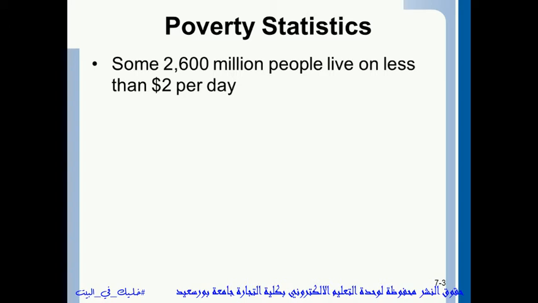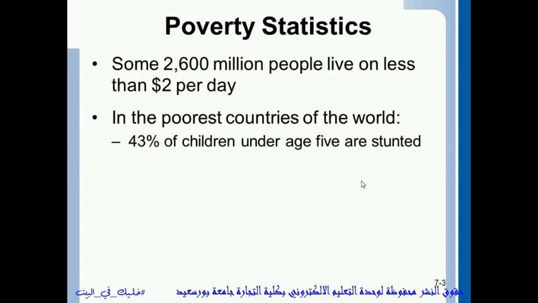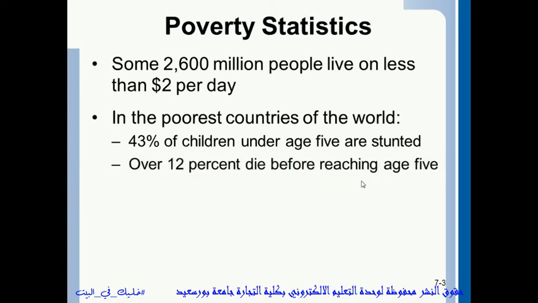Some 2,600 million people live on less than $2 per day. In the poorest countries of the world, 43% of children under age 5 are starving. Over 12% die before reaching age 5. Average life expectancy is 59.